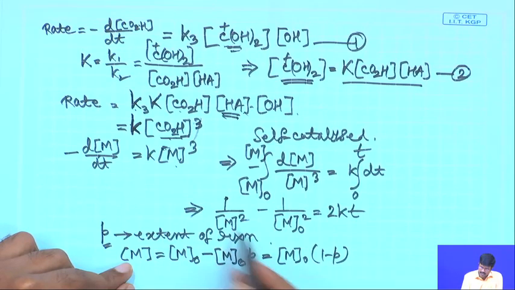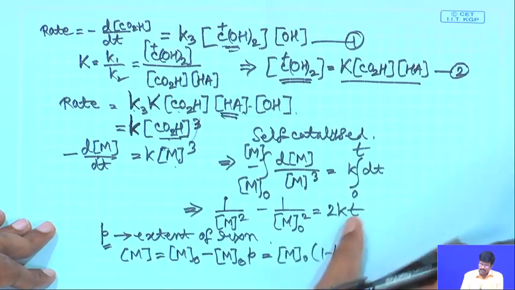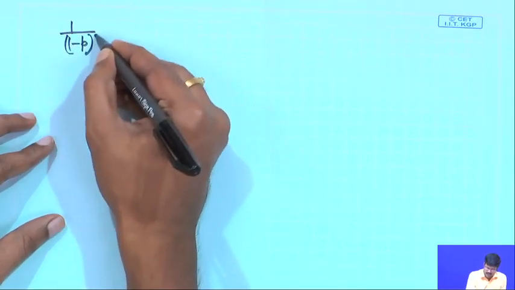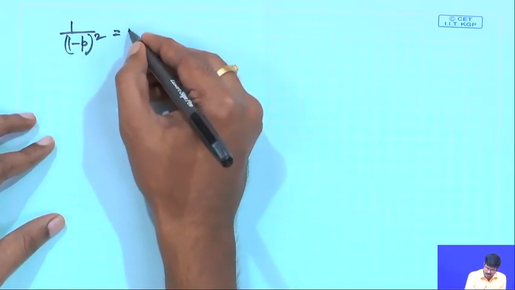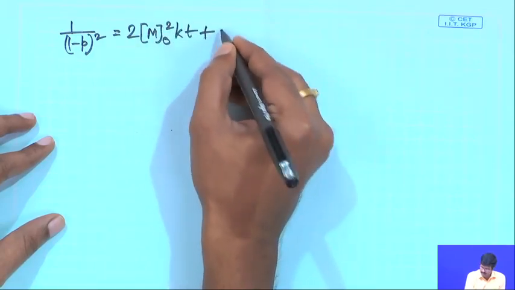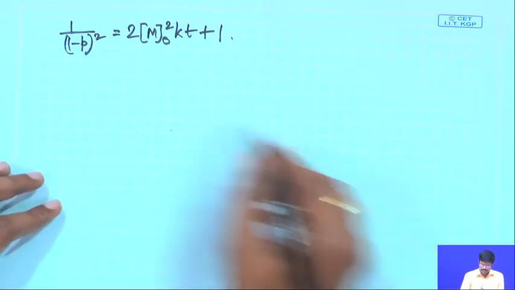So, if you replace this m by 1 minus P here and rearrange this thing, m0 square will come there. Then finally what you will get is this expression: 1 by (1 minus P) whole square is equal to 2 m naught square kT plus 1.